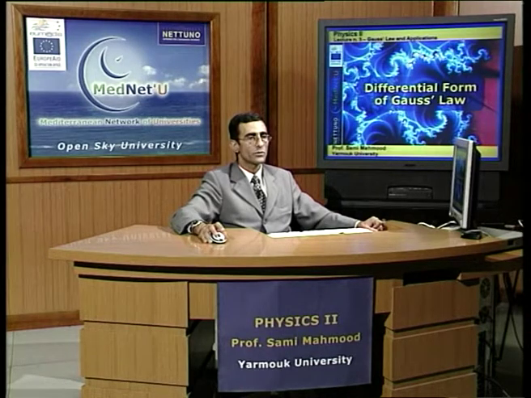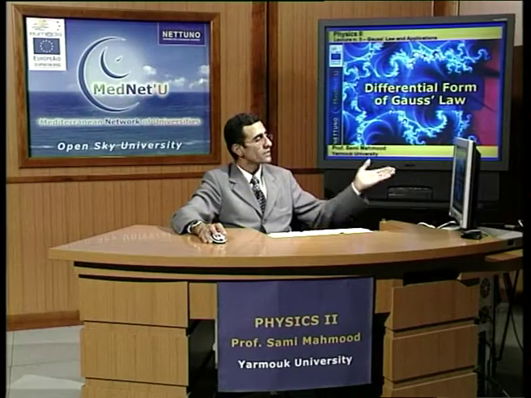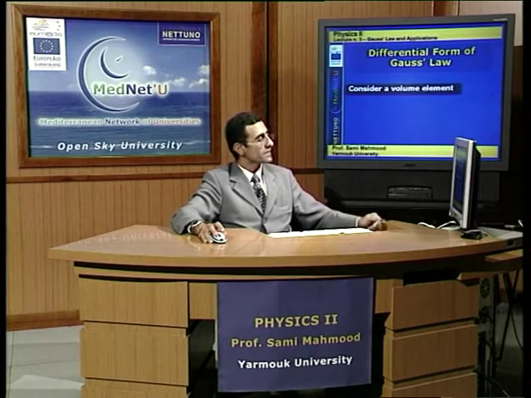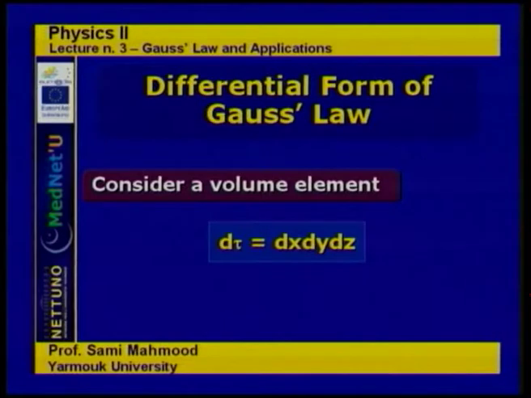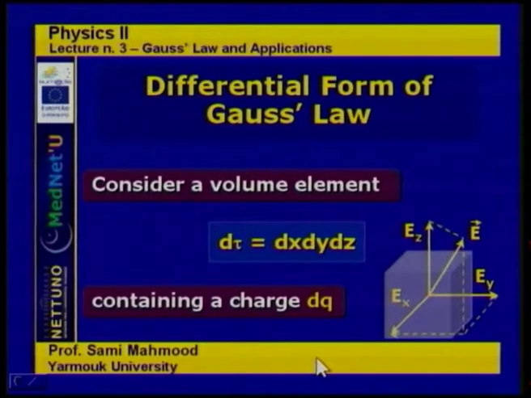And now let's look into the differential form of Gauss law, because we have looked at the integral form before. In order to arrive at the differential form, we make some definitions, and we consider a volume element to be cubical, with the volume d tau equals dx times dy times dz. That cube contains a charge dq inside it. Now, we calculate the flux through the 6 sides of the cube, one side at a time.